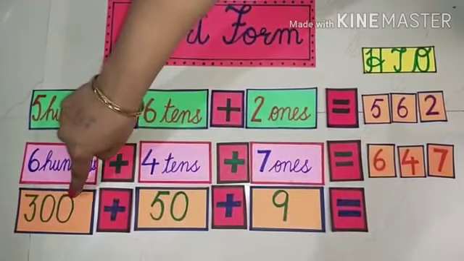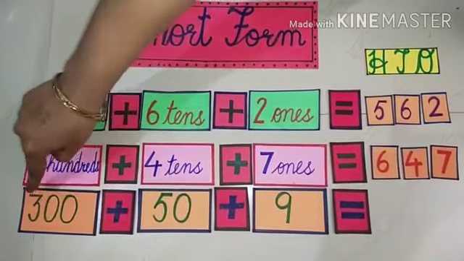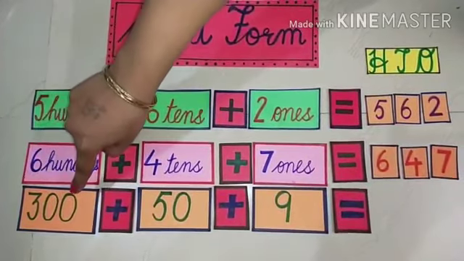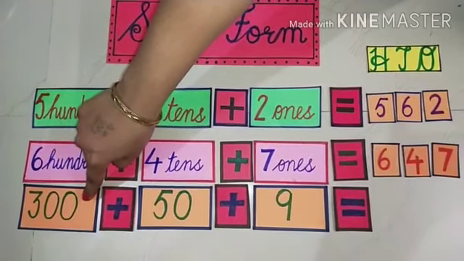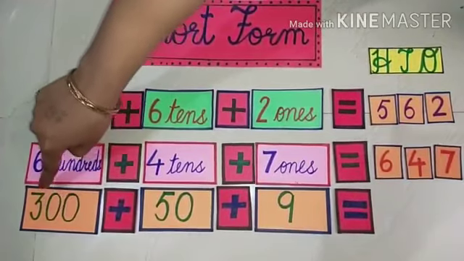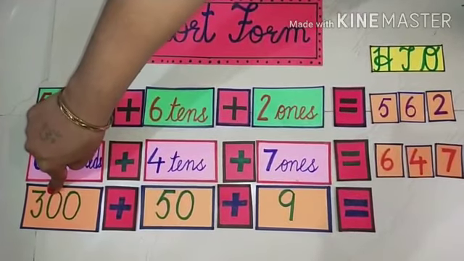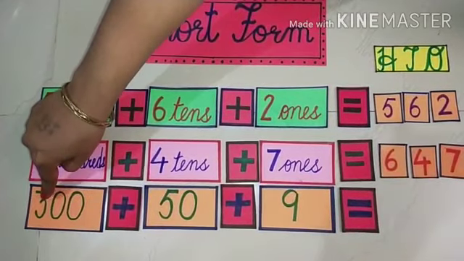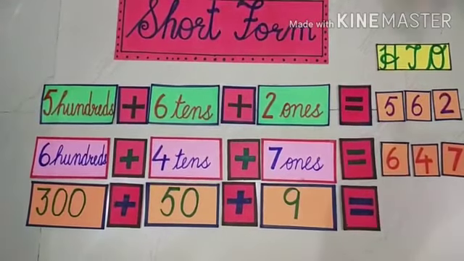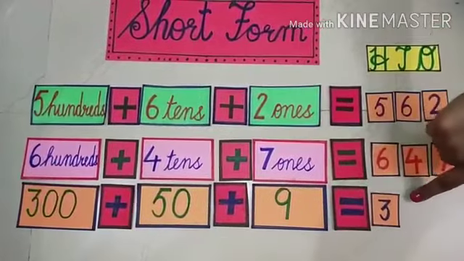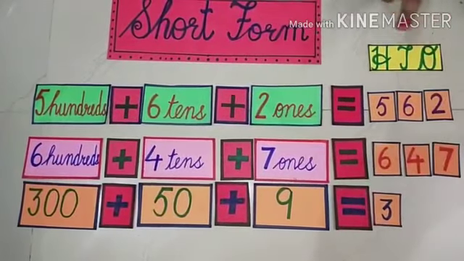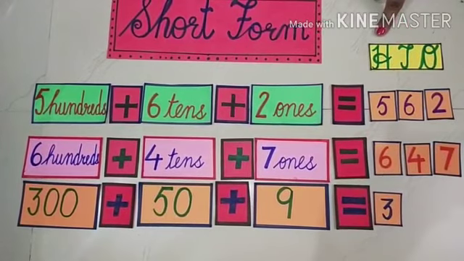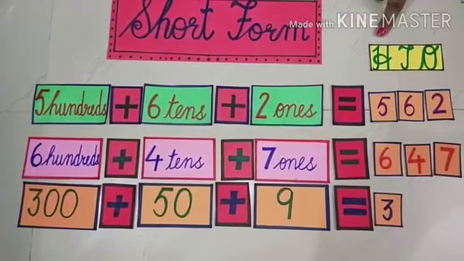First of all, read this number. 300. It means hundreds is the place for three. So we will write number three here under the heading of H, as H stands for hundreds.